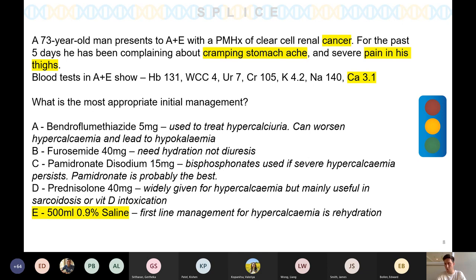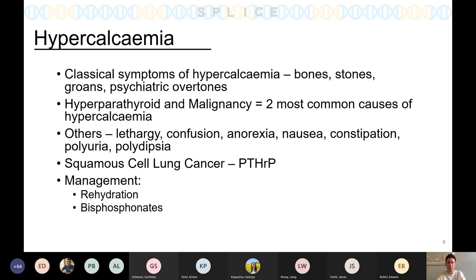So why is this important? Basically, there are two key causes of hypercalcemia: hyperparathyroidism, which you'll remember from endo last year, and then malignancy. Essentially, the high levels of calcium occur in cancer mainly due to your bony metastasis, where it releases calcium into the blood as it invades the bone. And then you've got your classic symptoms of bony pain, stomach pain, renal stones. It can cause confusion, tiredness, nausea, constipation, things like that.